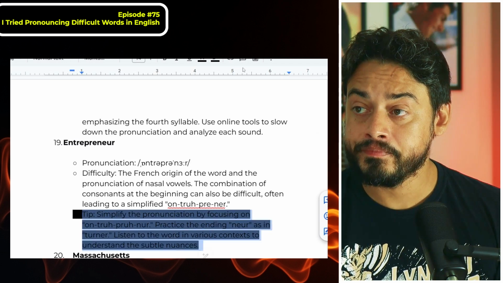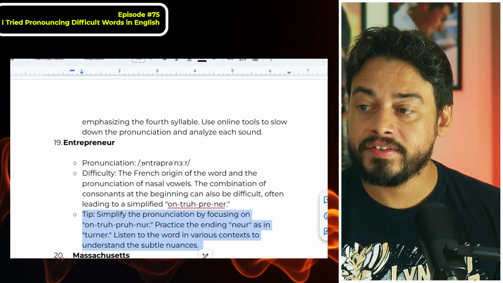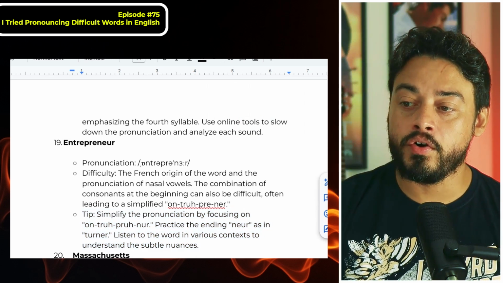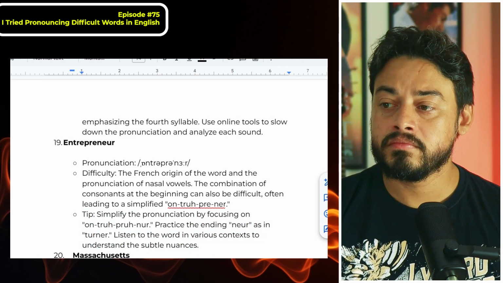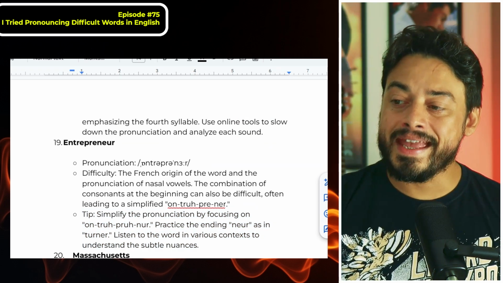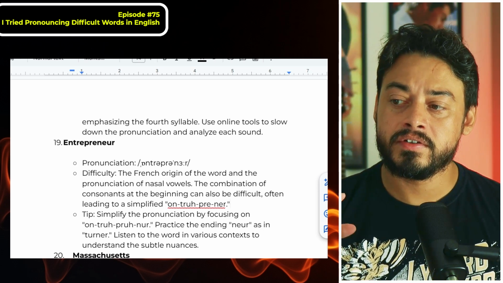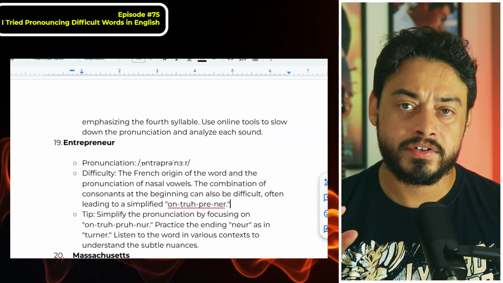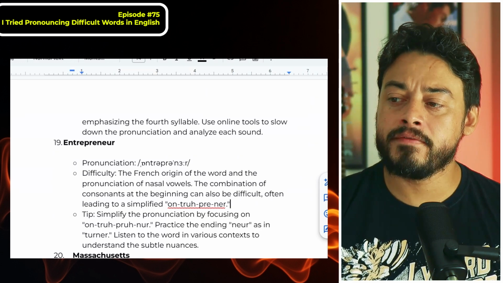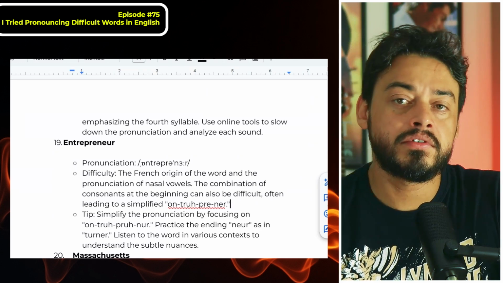Here's a tip for you to keep in mind. Simplify the pronunciation by focusing on the parts of entrepreneur, all right? Practice the ending ner as in Turner. So ner, Turner. Listen to the word in various contexts to understand the subtle nuances.